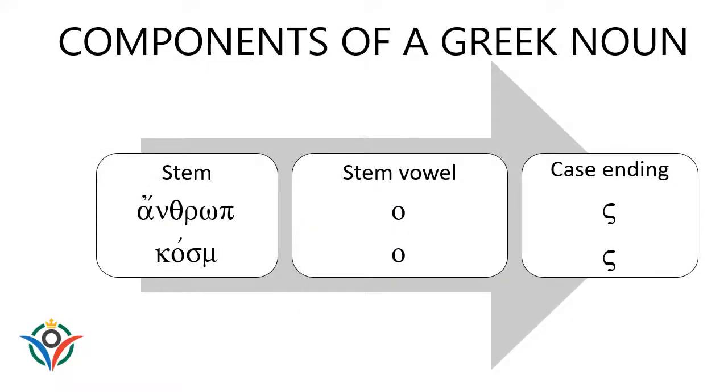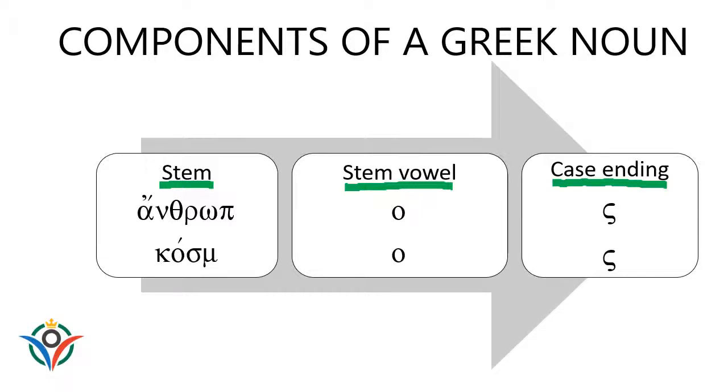Now, just before we tackle the articles and the nouns together, I'd like to do what I did with the verbs, and that is to show you how the Greek noun is built. So let's have a look at the components of a Greek noun. You can see they're very similar to the verbs. They have a stem vowel and a case ending. Remember that the verbs have personal endings and the nouns have case endings because the case determines its function in a sentence.